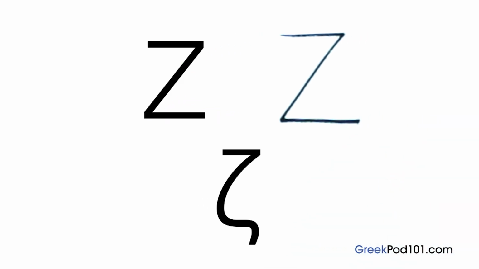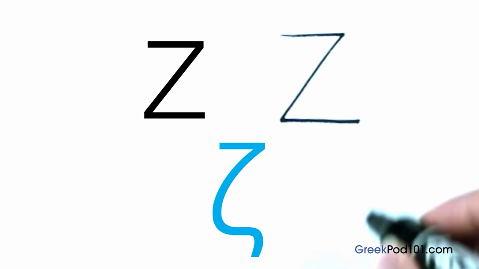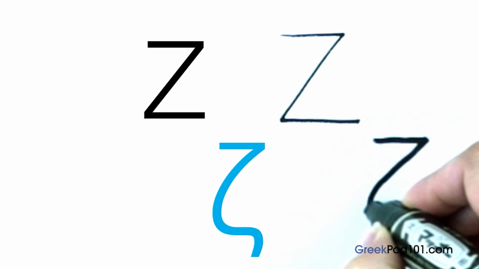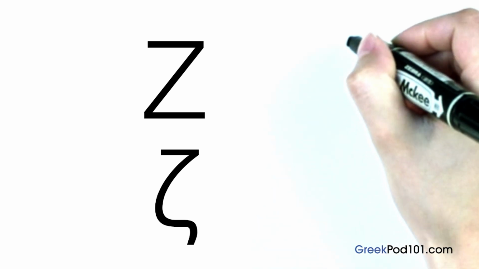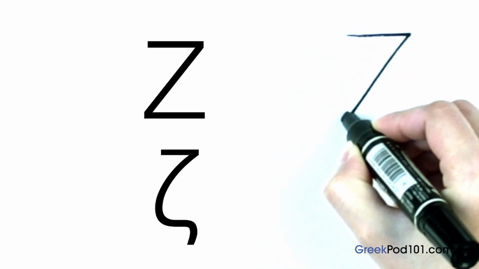Zeta. And this is the lowercase zeta. It is handwritten like this. Zeta. They are quite similar, I think, so pay attention to the differences. It's very important to use curved lines in the lowercase version. Let's do it again. Here's the uppercase form. And here's the lowercase form.